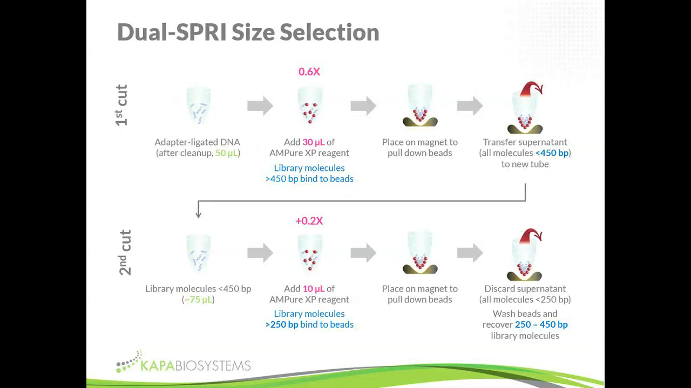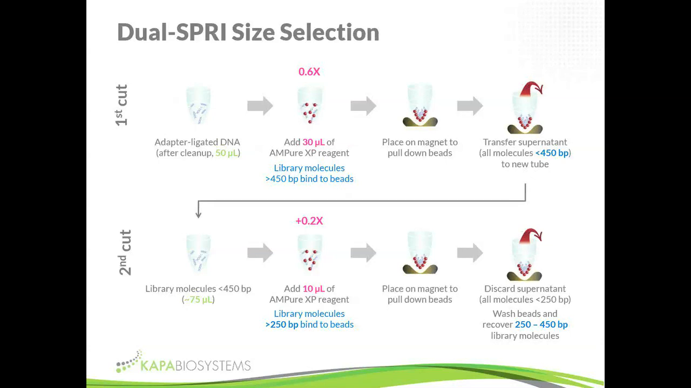And so what we talk about in the dual SPRI size selection, or the double-sided SPRI, there's two cuts, essentially. What we typically would start with is adapter-ligated DNA, after you've cleaned it up. You do your ligation reaction with HyperPrep, which will end up being 110 microliters because it's additive. You do a SPRI cleanup at that point, and then elute the DNA in 50 microliters.